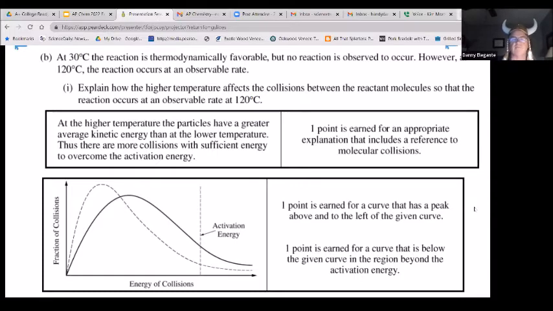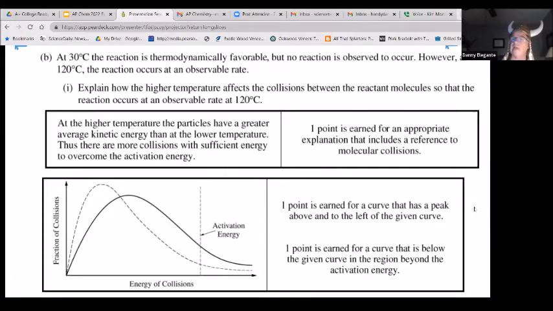Notice the graph needs to be basically a curve that is higher than the existing curve. So the dotted line shows a curve higher than the curve you started off with. Your curve has to have a peak that is higher than the original curve and to the left. As long as the peak was higher and to the left, you got 1 point.